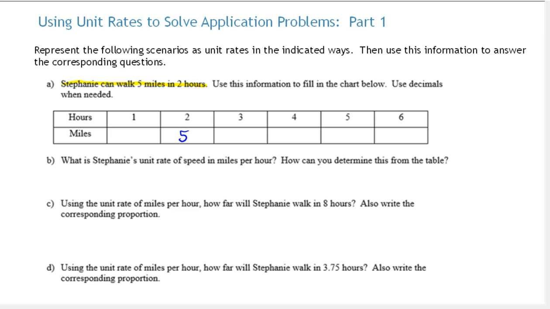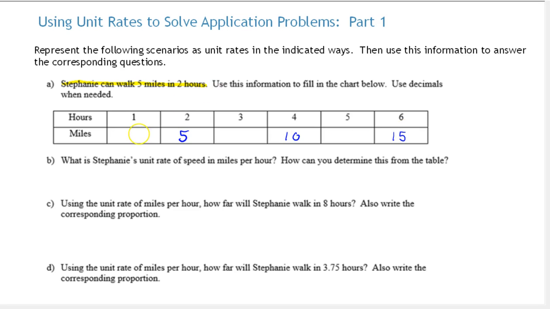So how are we going to find the other values? We're going to use this idea that she can walk at this constant rate no matter how many hours it is. So we're going to use doubling and halving. This is very useful. If she walked for double the amount of time, 4 hours, she would walk double the amount of miles, which is 10 miles. Another 2 hours after the 4 hours would be 6 hours, so that would be another 5 miles for a total of 15 miles. So using doubling, we've filled in 2 more spots.